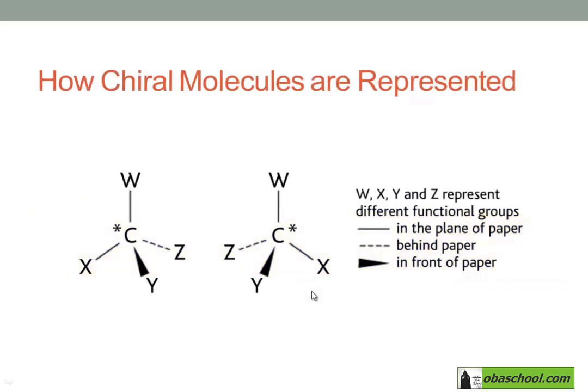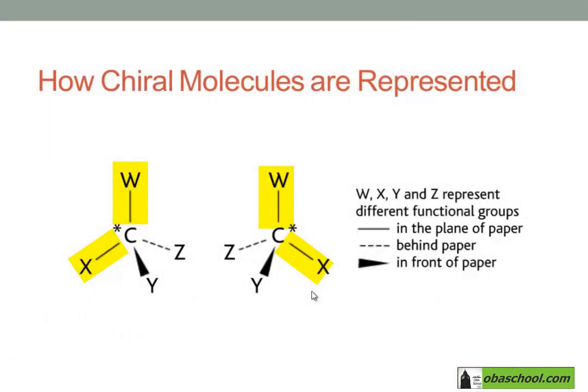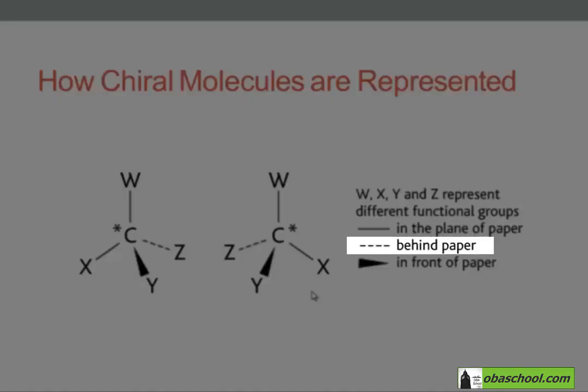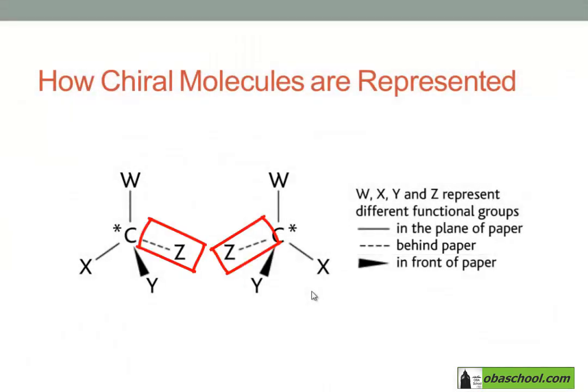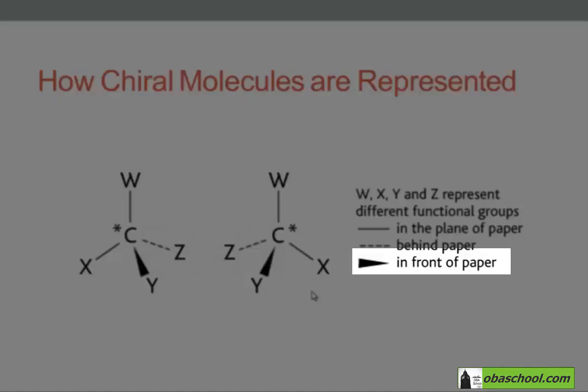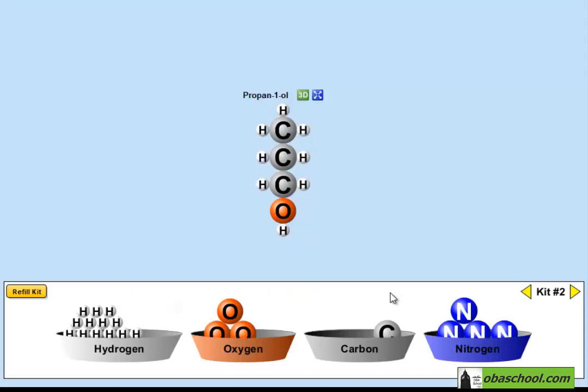Chiral molecules are represented differently, so we can understand which enantiomer we're referring to. Here we see 2 chiral molecules. We see the line representing the atoms that are going through the plane of the paper. The dotted lines are going behind the paper. The wedges, or the triangle shapes, are in front of the paper. And that gives us the x, y, and z dimensions.